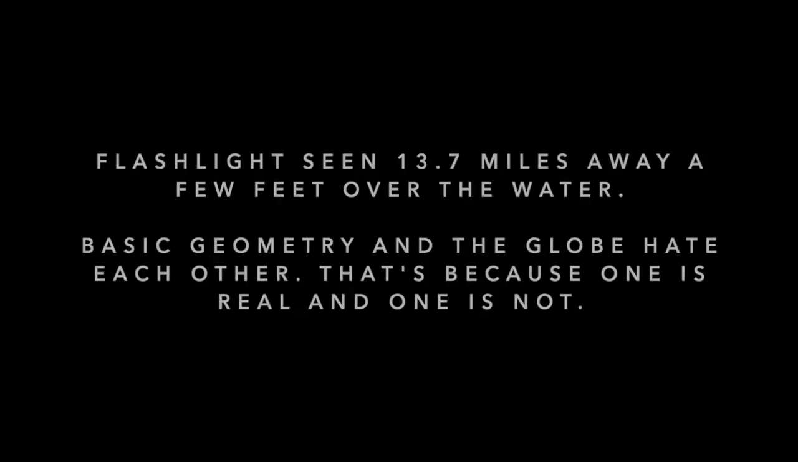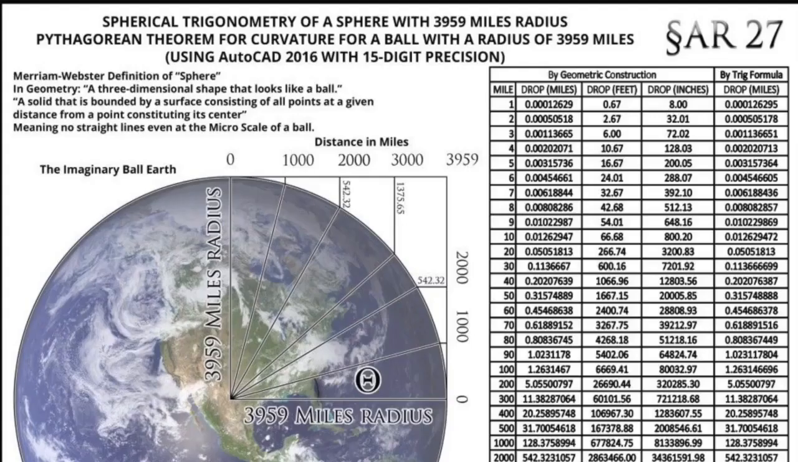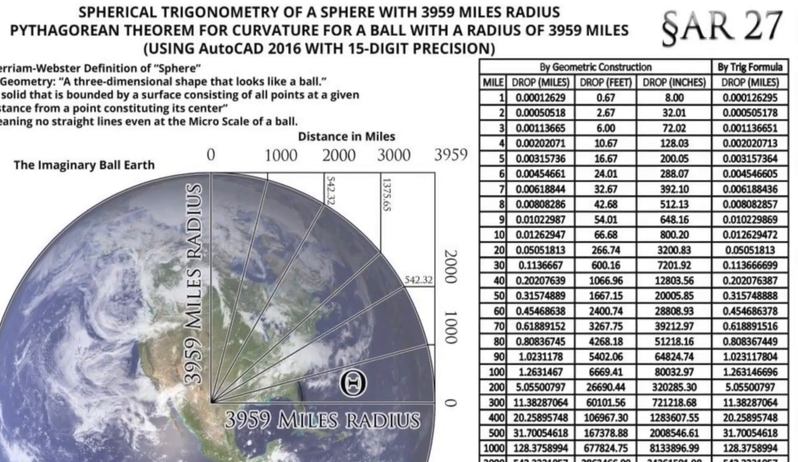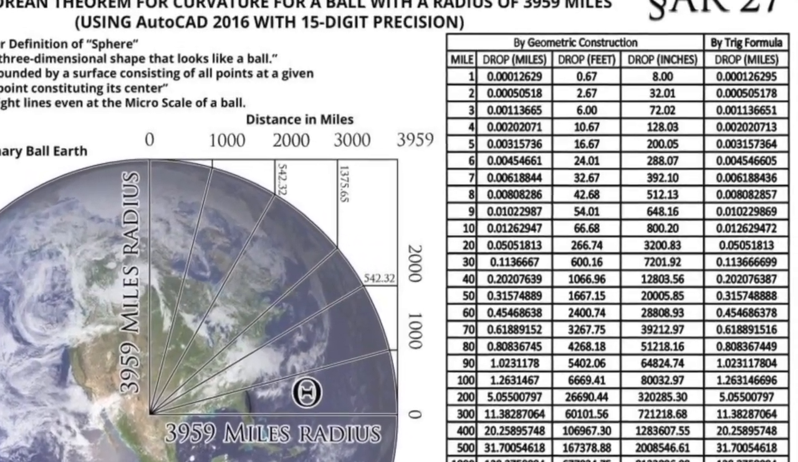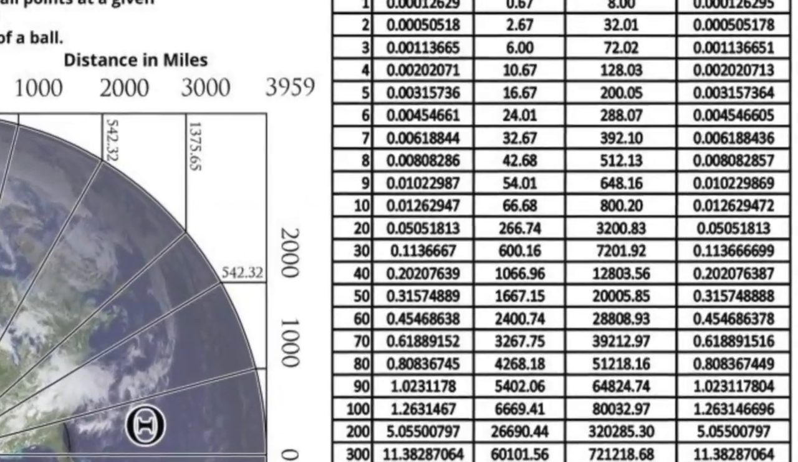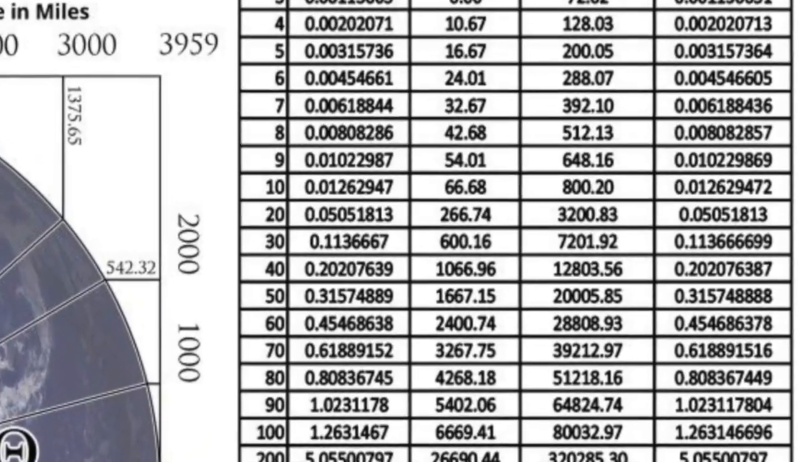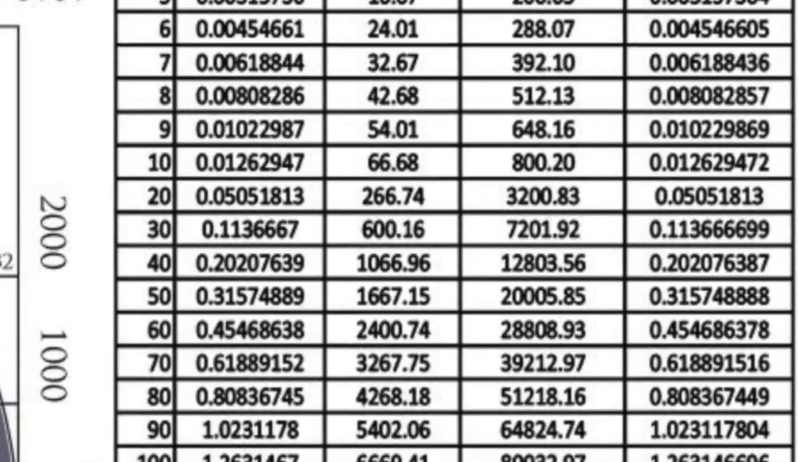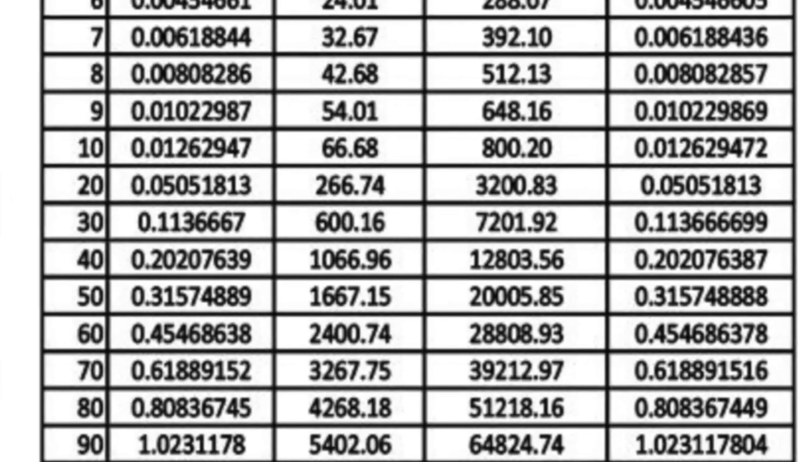We got it. 13.7 miles away, seen a few feet over the water. Basic geometry and the globe hate each other, and that's because one is real and one is not. Basic geometry remains the same. The curvature of the Earth is something that we can now test and see for ourselves. It does not exist. Even the most gracious refraction calculations on the most globe-defending sites cannot even come close to accounting for the amount of curvature that is missing in this experiment.